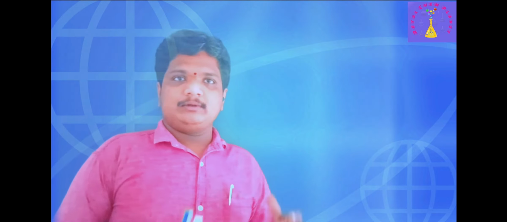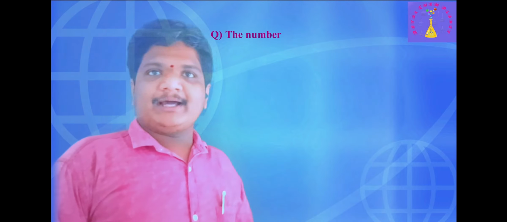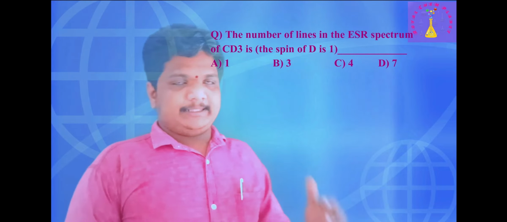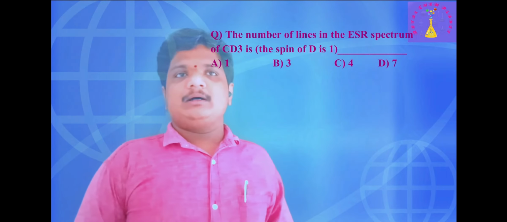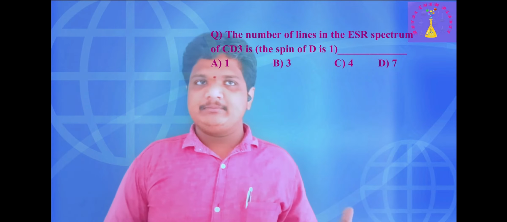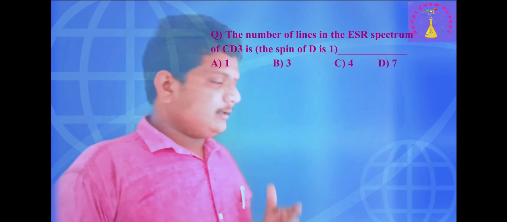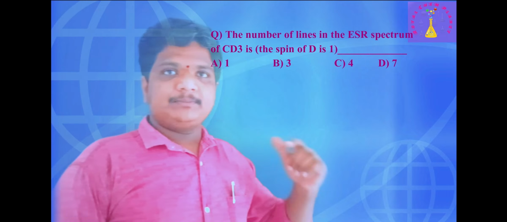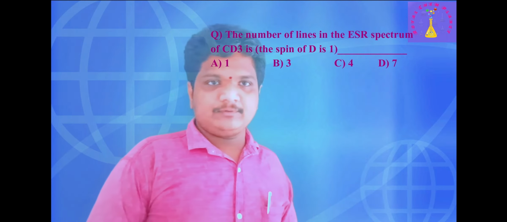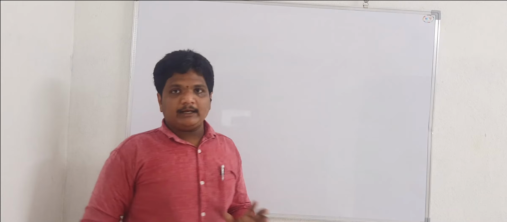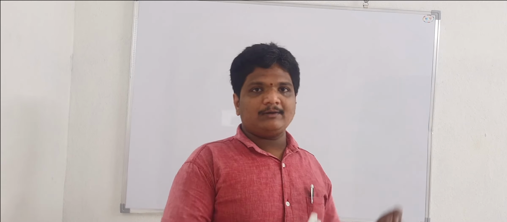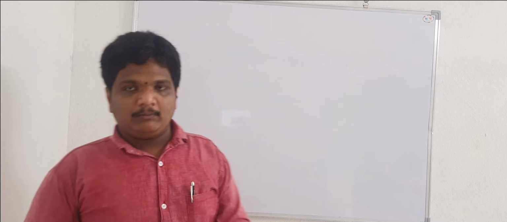Now let us move on to the next question. The number of lines in the EPR spectrum of CD3 is dash. Here they have given the I value for deuterium, that is 1. They have given options: option A is 1, option B is 3, option C is 4, and option D is 7. Now let us calculate how many ESR lines we observe in the case of the CD3 molecule.